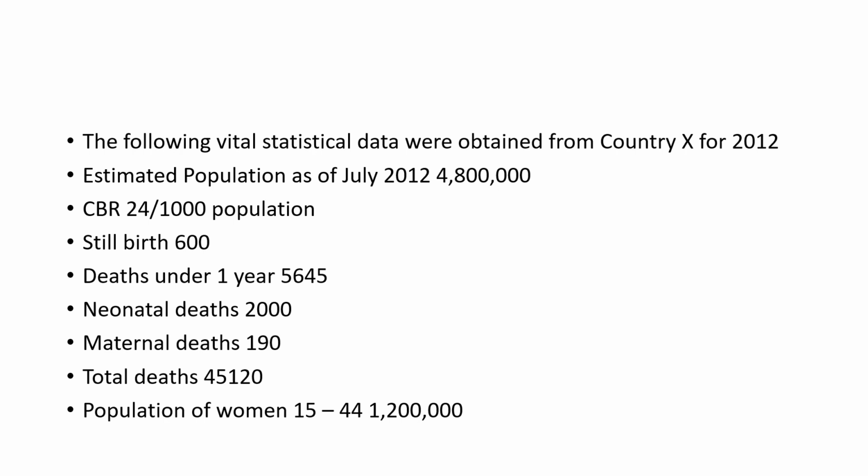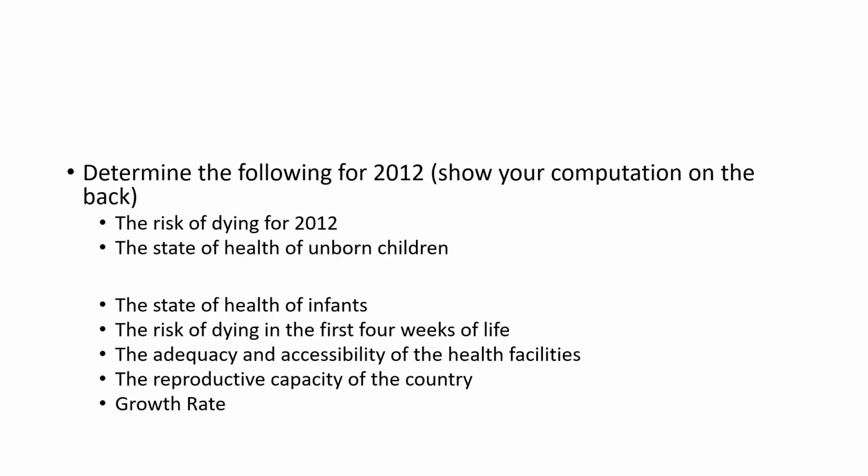So for your activity, this is the given vital statistical data obtained for a country for 2012. Given this data, determine the following. Please show your computation. The risk of dying for 2012, state of health of unborn children, state of health of infants, the risk of dying in the first 4 weeks of life, the adequacy and accessibility of the health facilities, the reproductive capacity of the country, and the growth rate.